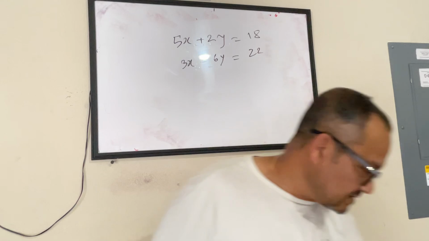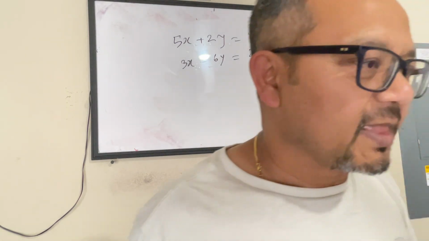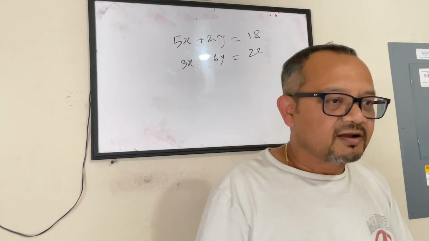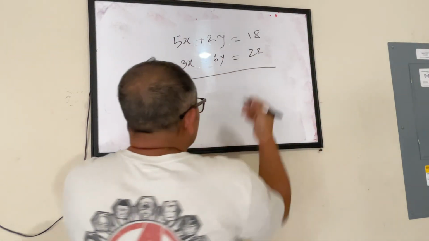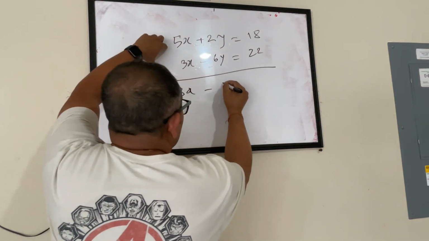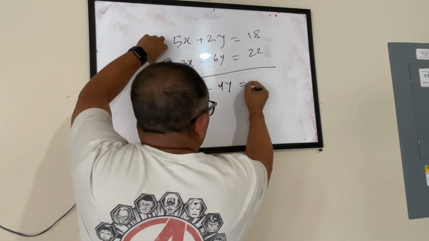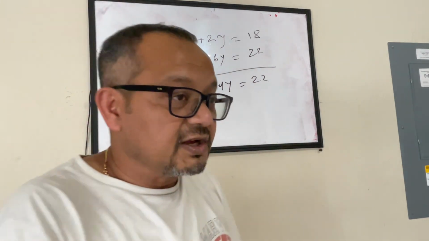You need to do the sum of both equations. Little louder. You need to do the sum of both equations. Okay, if you just go and sum it up, what will happen? This will become 8x minus 4y equals 22. So this became another third equation with two variables. Is it helping?